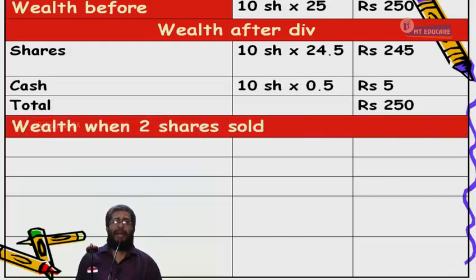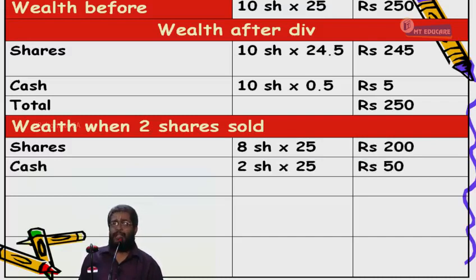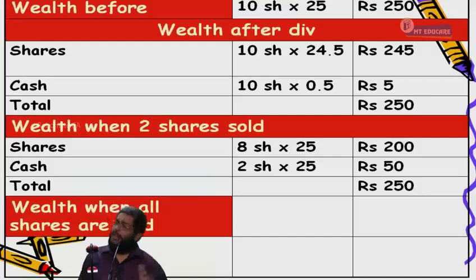Suppose buyback happens when 2 shares are sold. Don't think that, like a rights issue, buyback is having a ratio. Not like that. Anybody can sell the share to the company. In case of buyback, 8 shares I am going to hold and 2 shares I am going to sell to the company. What is the value of 8 shares? 200. What is the cash I receive selling 2 shares? 50. What is the wealth? 250.